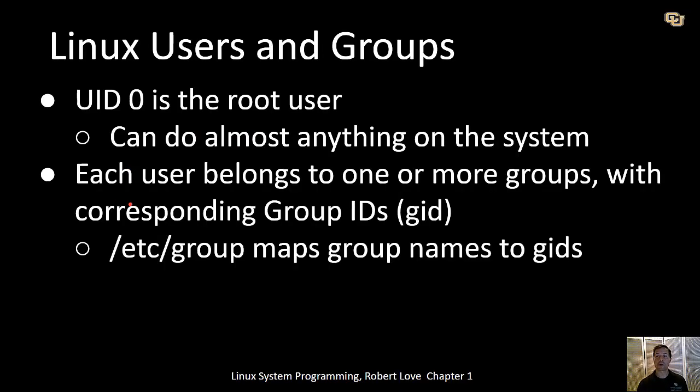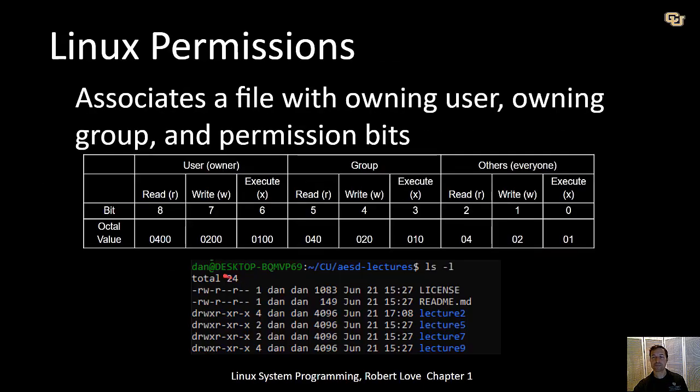Every user belongs to one or more groups, and every group has a corresponding group ID or GID. So /etc/group, similar to /etc/passwd, is going to map group names to GIDs. And we already mentioned Linux file permissions in week 1, but the permission structure is such that you can associate a file with an owning user and an owning group. So we've mentioned the UID and the GID in inodes.